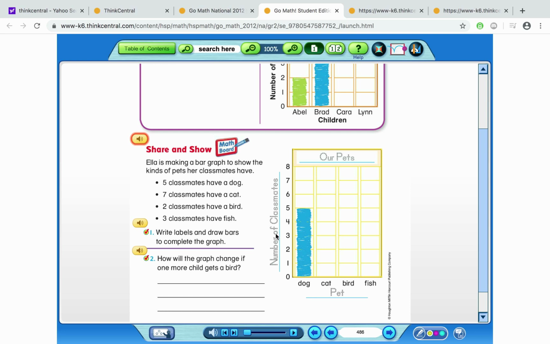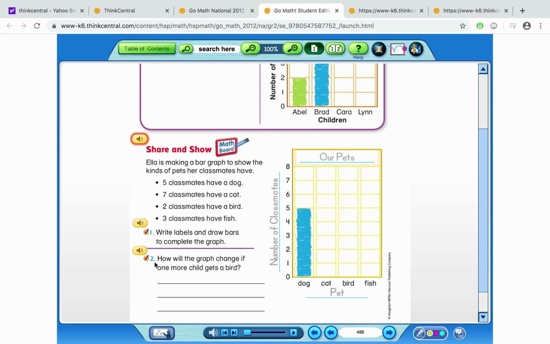So number of classmates. And what were they voting on? They were voting on the kind of pet. So the pet that they chose from is along here. So we labeled that pet. You're going to just simply trace over these 2 labels and the title.